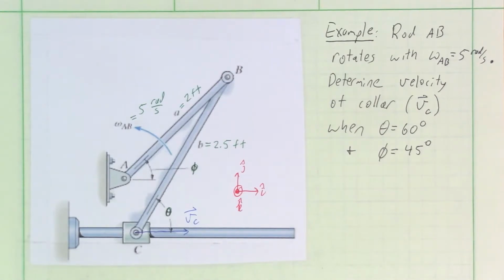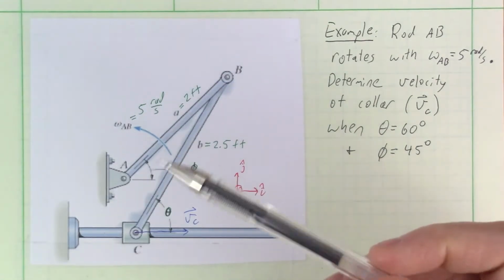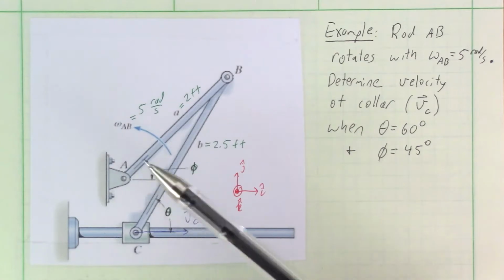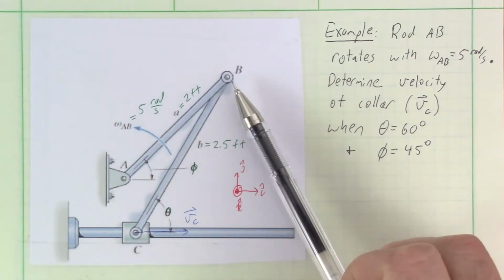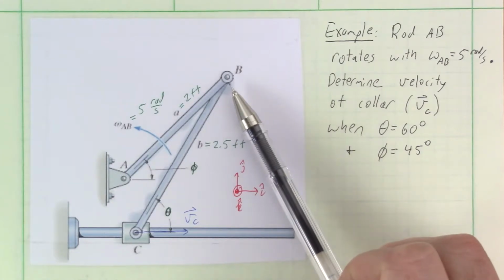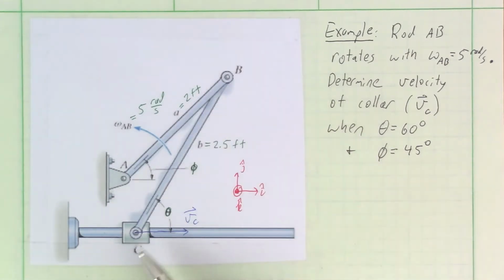So let's think about how we're going to do this. We're going to start by using this known information to determine the velocity of B. We'll then use the known velocity of B through the rigid body BC to determine the velocity of C.